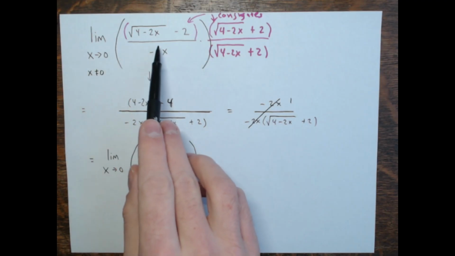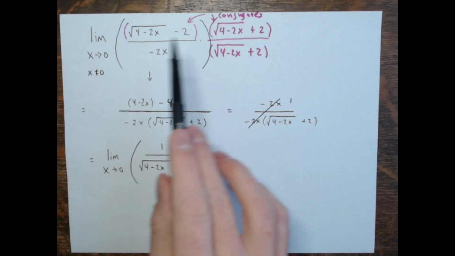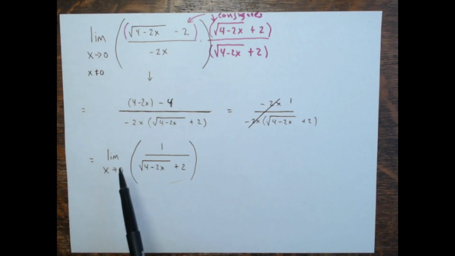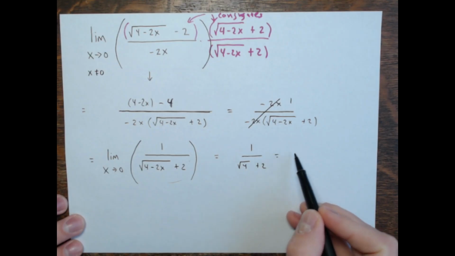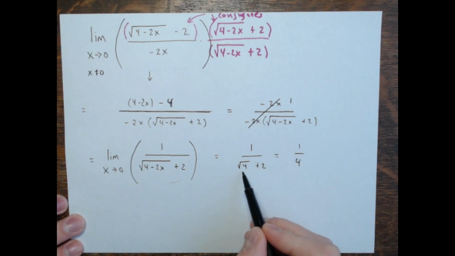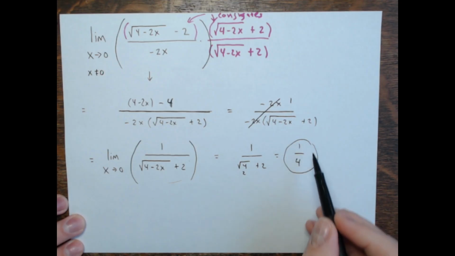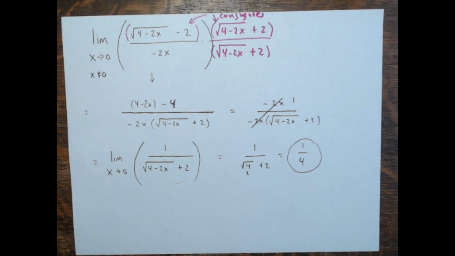All right, now in this one, when I plug in 0, I get nothing. It's 0 divided by 0, meaningless. But here, when I plug in 0, I get 1 over the square root of 4, and then plus 2, which is 1/4. All right, that'd be 2 plus 2. So the limit is 1/4, which you probably could have told from a table. Right, a table, the values would be getting closer and closer to 0.25. You might have been able to see that, right?